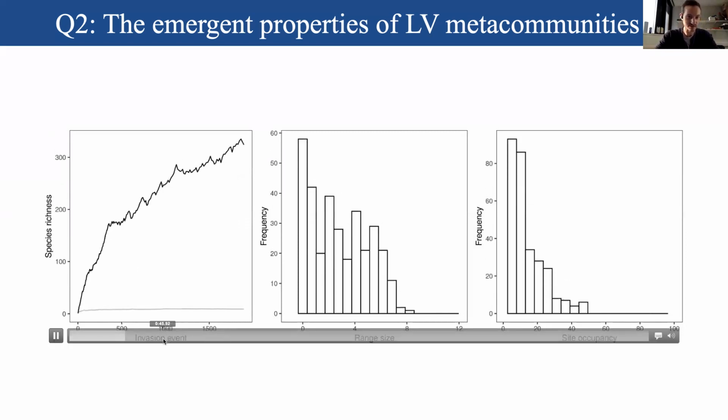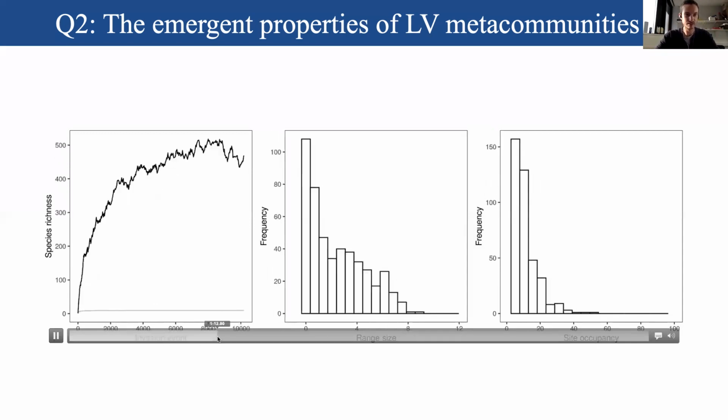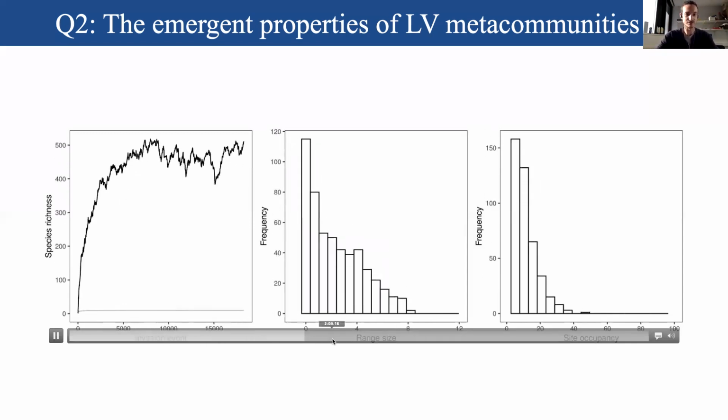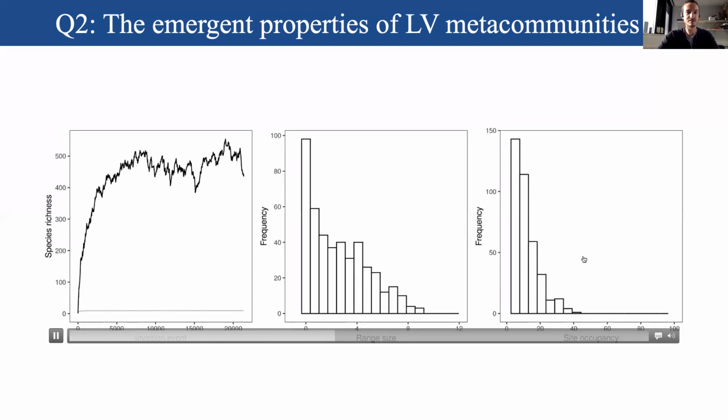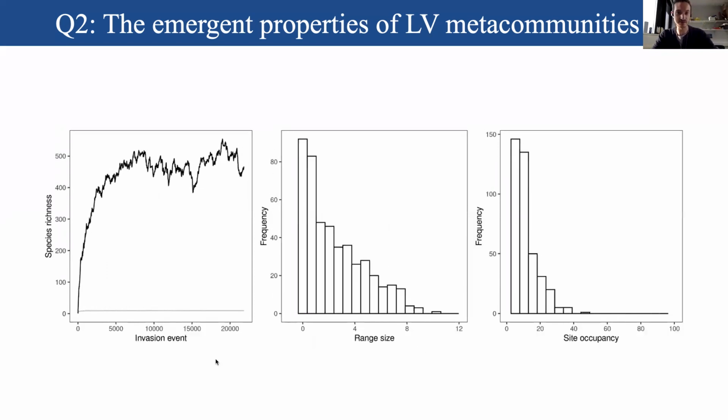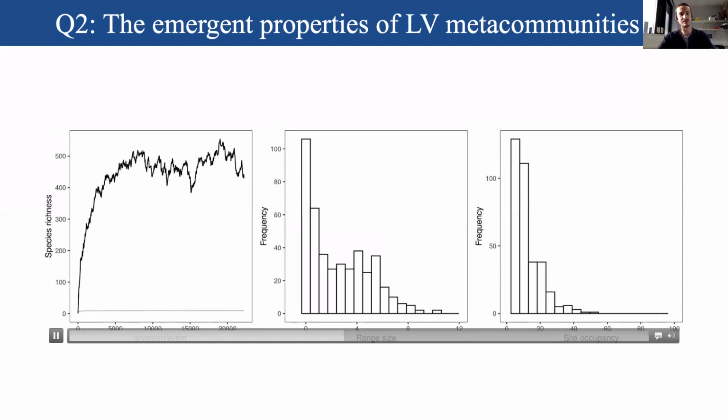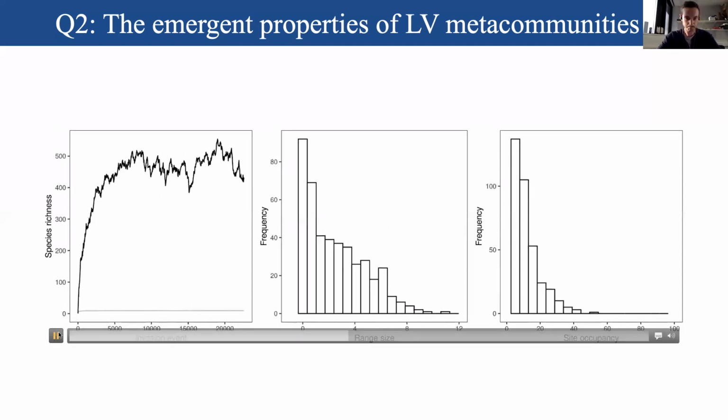Okay, and this is quite a long video, so if I just skip through it, once we arrive at that regional diversity maximum, you can see that we have this strongly right skewed site occupancy distribution and range size distribution.